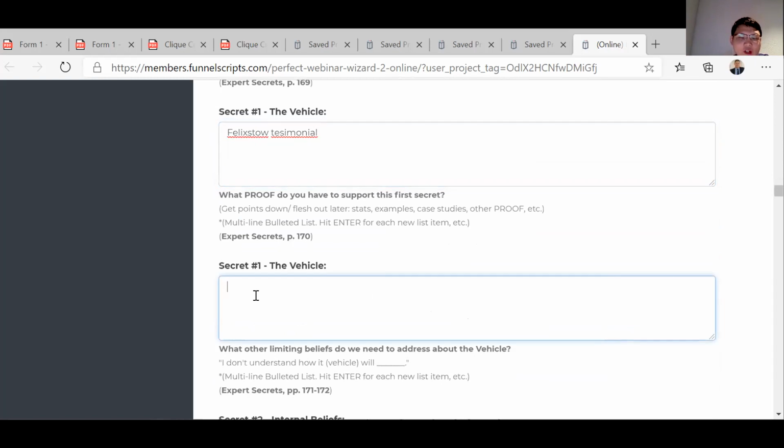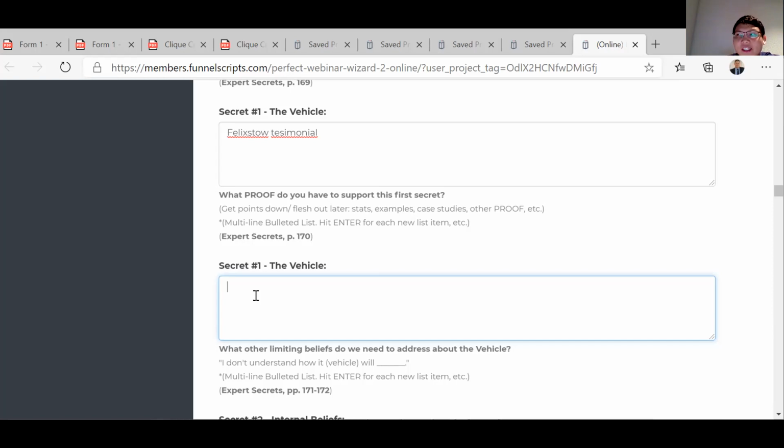So what other limiting beliefs do we need to address? Do they have other stuff? So okay, in this case, they believe you have the best offer and can help them sell the property without being involved in the process. But do they have other limiting beliefs?